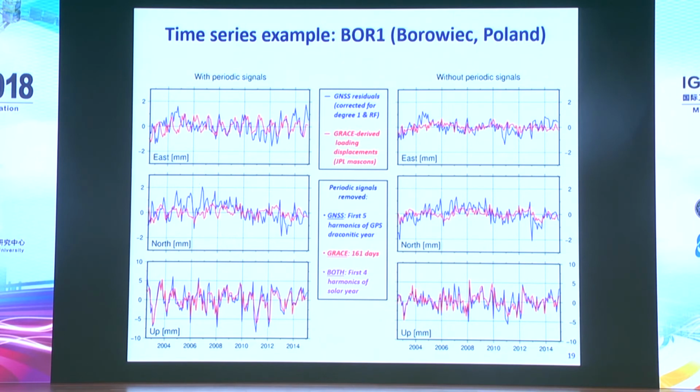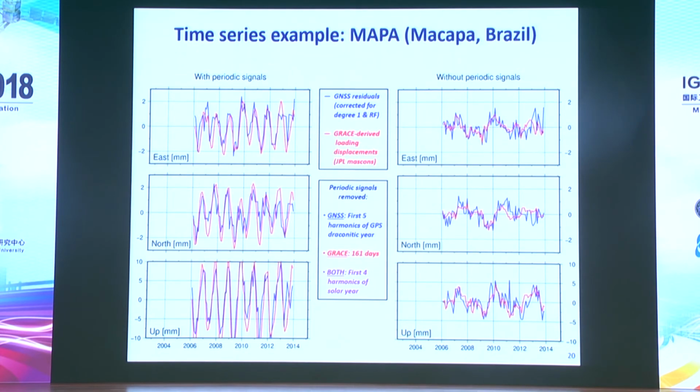The station in Poland is in an area where most of the surface mass transport is atmospheric, so let's look at another example with mostly hydrological variations. Again, we can see quite nice correlation here with the background noise in all three components, especially at inter-annual timescales.